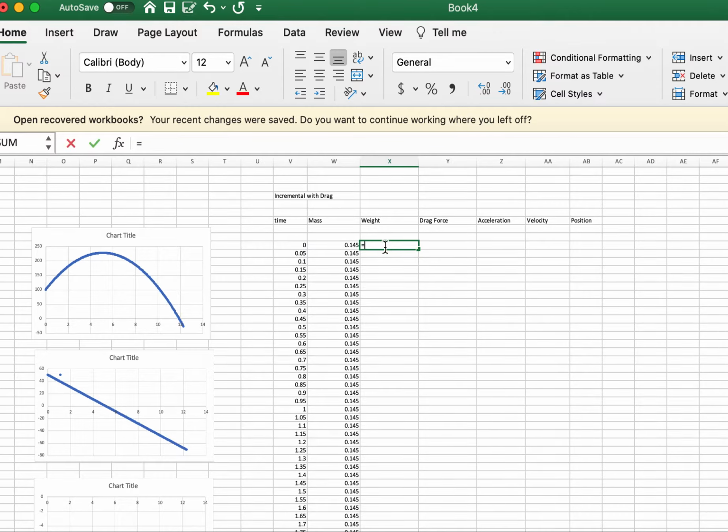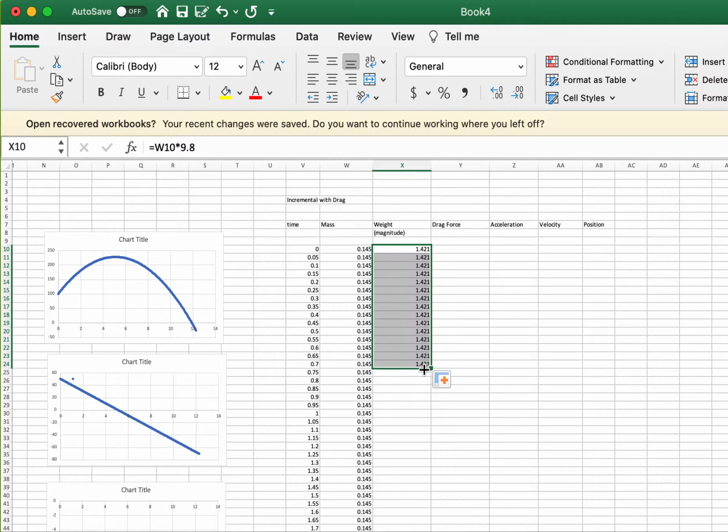So that's that. Now we want the weight, which is the mass times g. I'll just do W10 times g. It's up to you if you want to make it negative or not. I'll just say that it's going to be just the magnitude of the weight, positive.